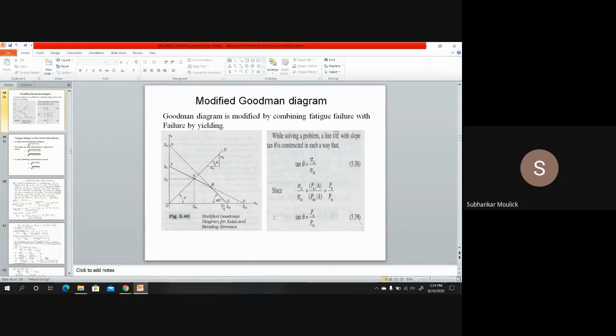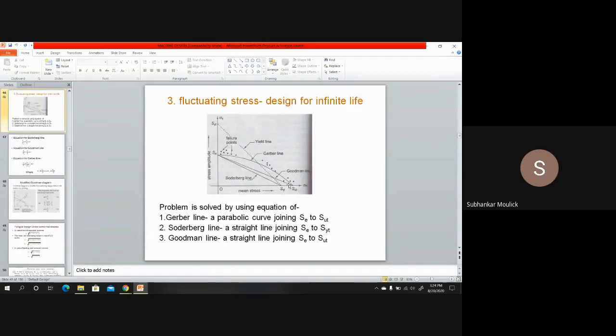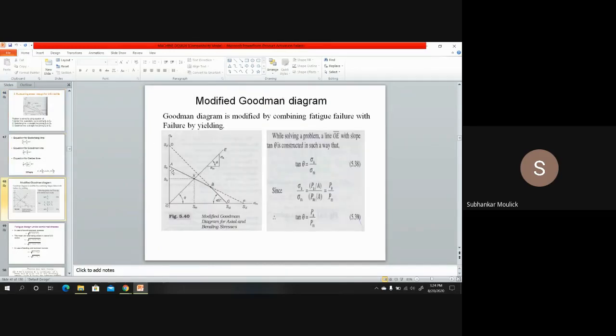What is your normal Goodman diagram? Normal Goodman diagram is a line that will join SUT on the x-axis with SE on the y-axis. This is your normal Goodman line. So this SE to the point A to F, this is your normal Goodman line.